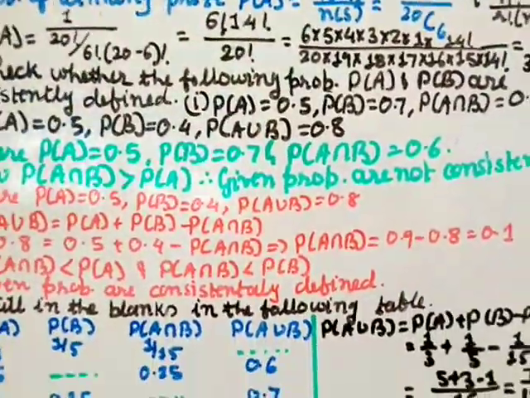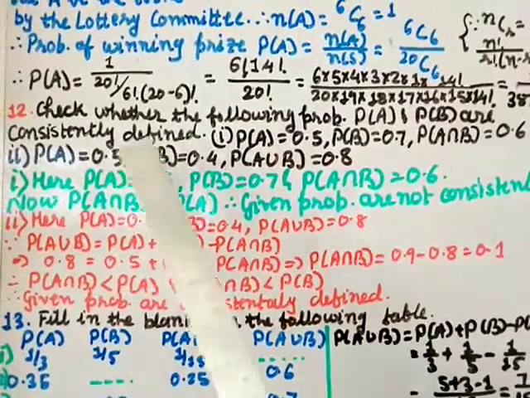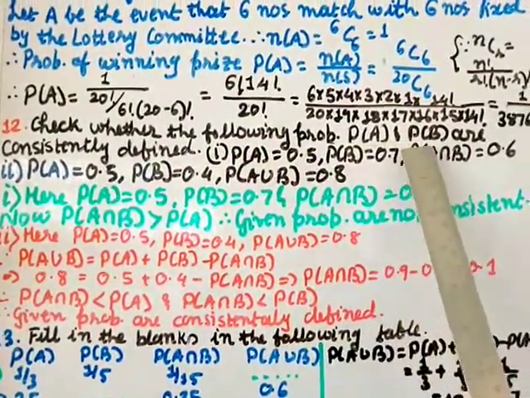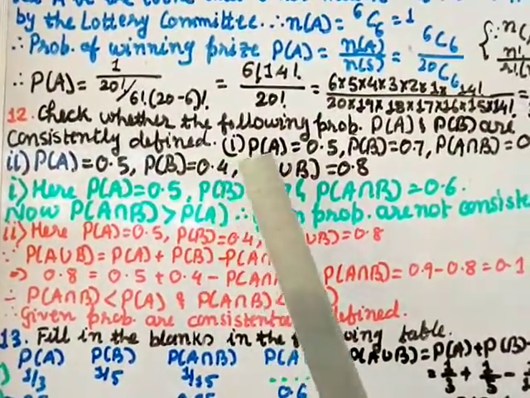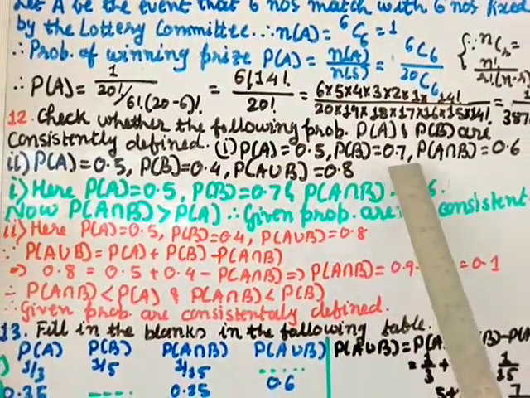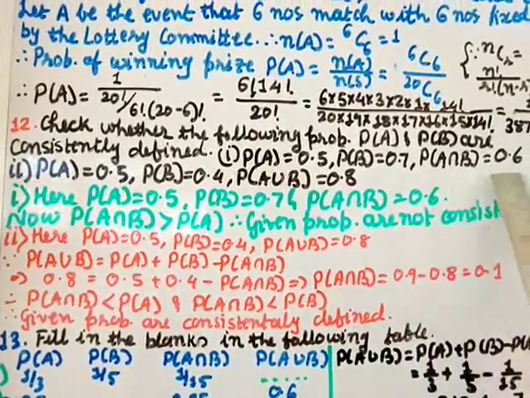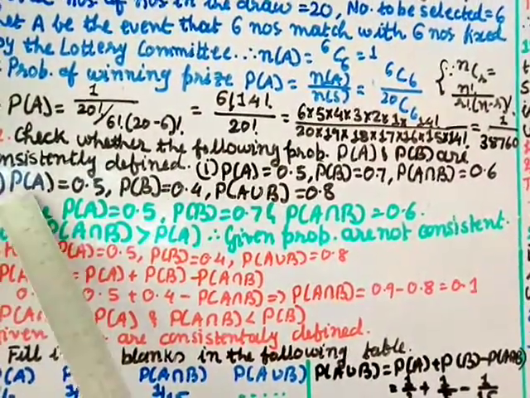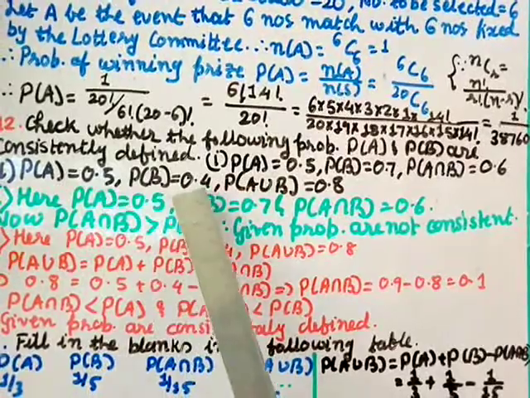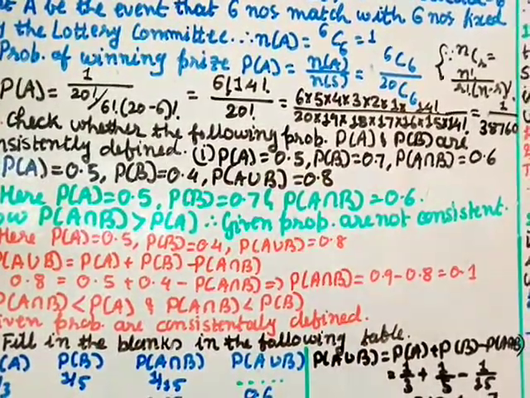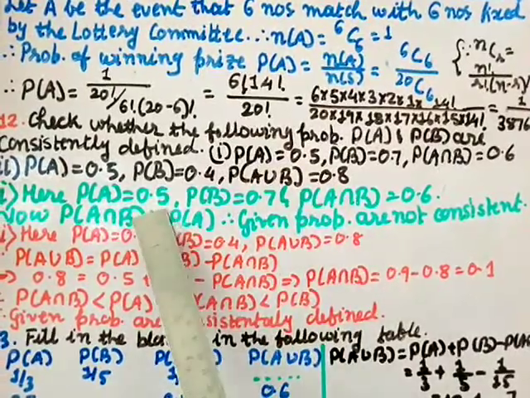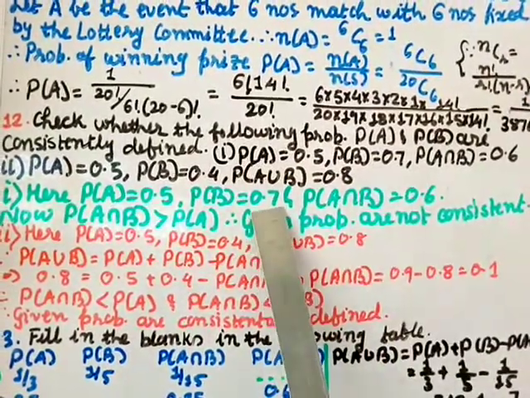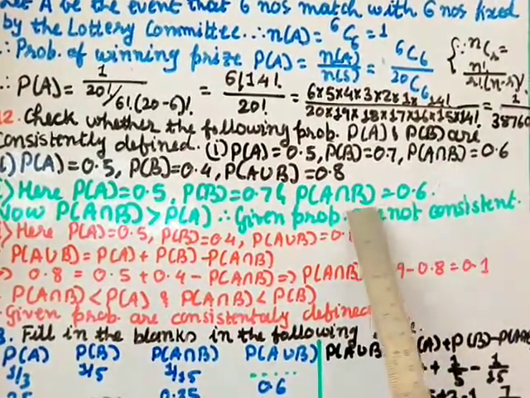Question number 12. Check whether the following probabilities P(A) and P(B) are consistently defined. Part 1: P(A) equals 0.5, P(B) equals 0.7, P(A intersection B) is 0.6. And part 2: P(A) equals 0.5, P(B) equals 0.4, P(A union B) is 0.8. So for part 1, we are given P(A) as 0.5, P(B) as 0.7 and P(A intersection B) is 0.6.